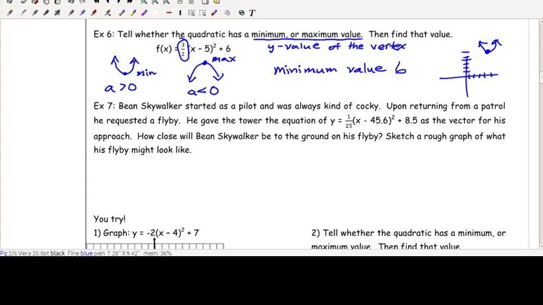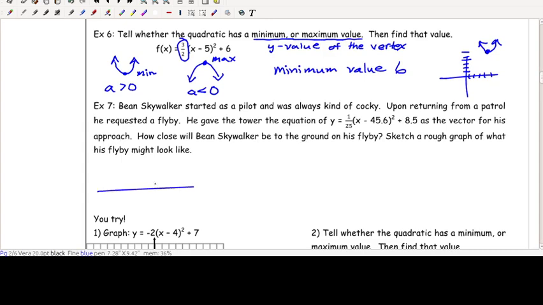Okay, word problem. Example number 7. Ben Skywalker started as a pilot and was always kind of cocky. Upon returning from a patrol, he requested a flyby. He gave the tower the equation of y equals 1 over 25 times (x minus 45.6) all squared plus 8.5 as the vector for his approach. That's the path he's going to follow as he comes toward the tower. How close will Ben Skywalker be to the ground on his flyby? Sketch a rough graph of what his flyby might look like.